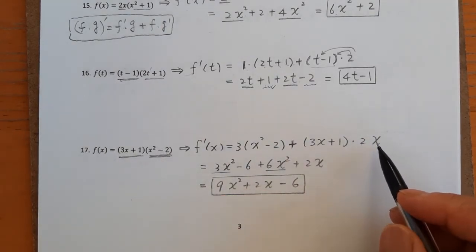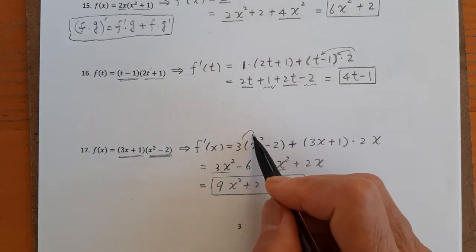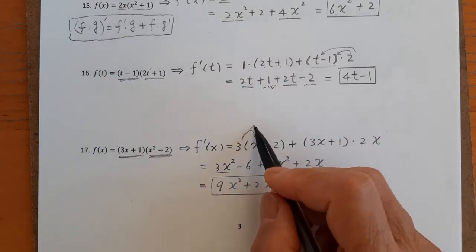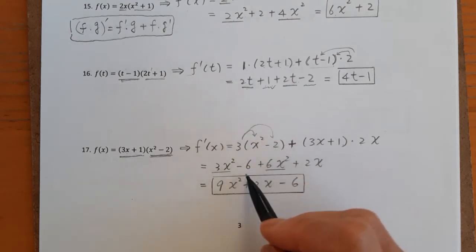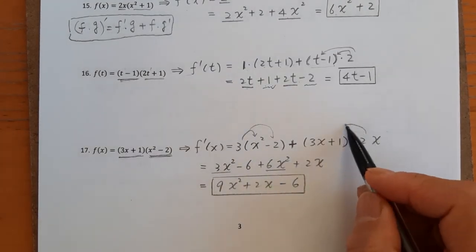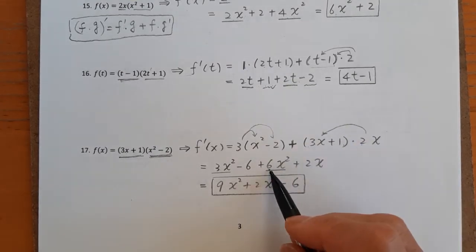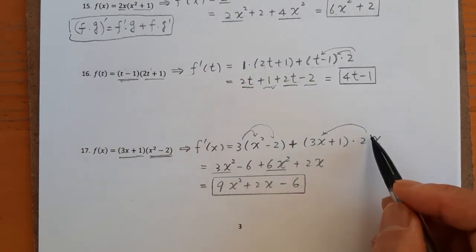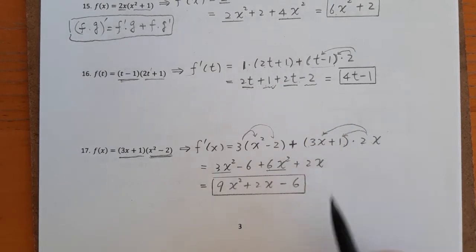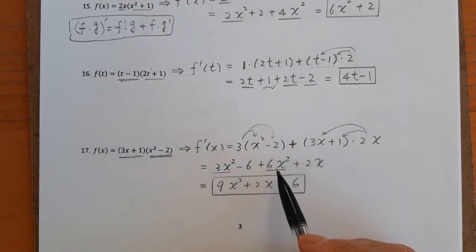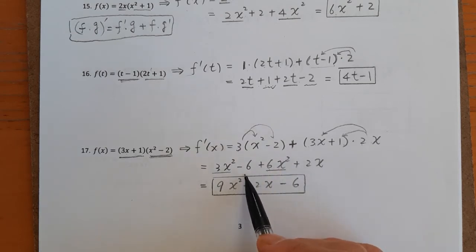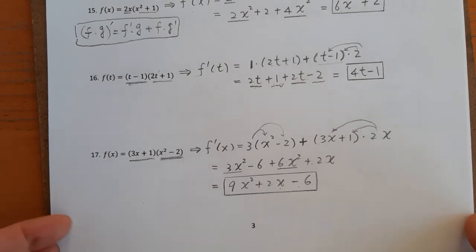So this is 2x. Then distribute in: 3x squared minus 3 times 2 is 6, plus 2x times 3x is 6. 2 times 3 is 6. X times x, x squared. 2x times 1 is 2x. Combine like terms. 3x squared add 6x squared is 9x squared plus 2x minus 6. And that's the final answer.